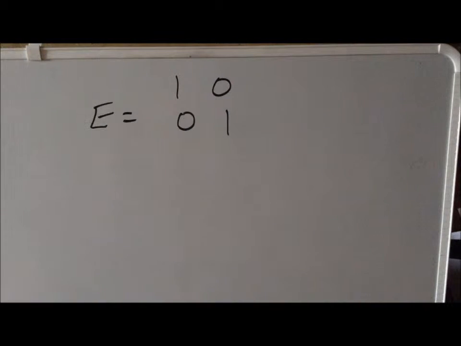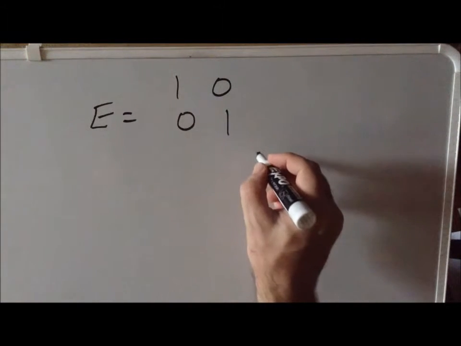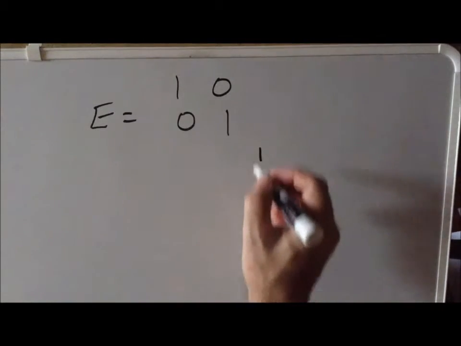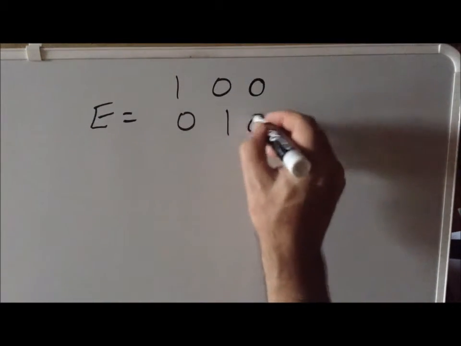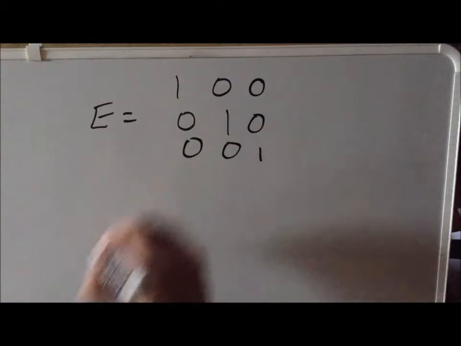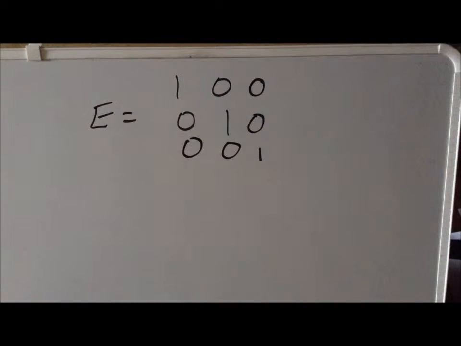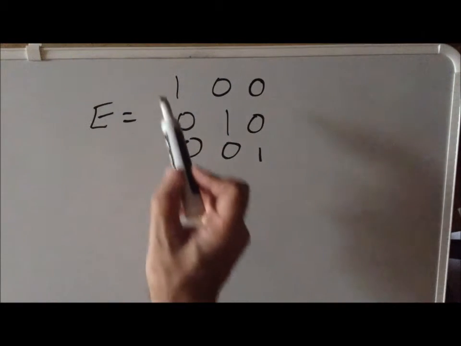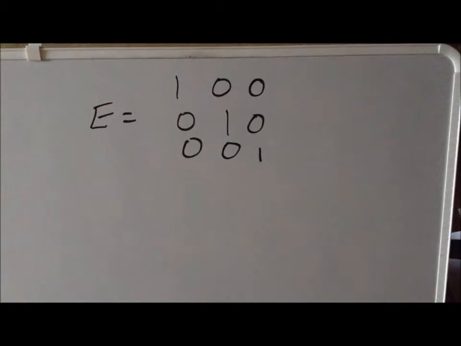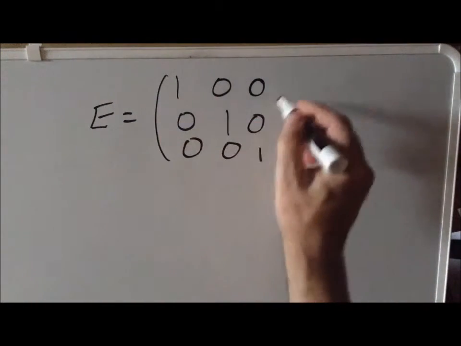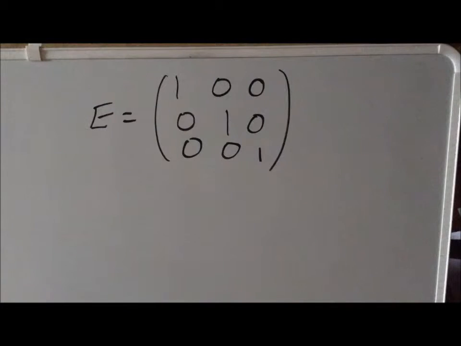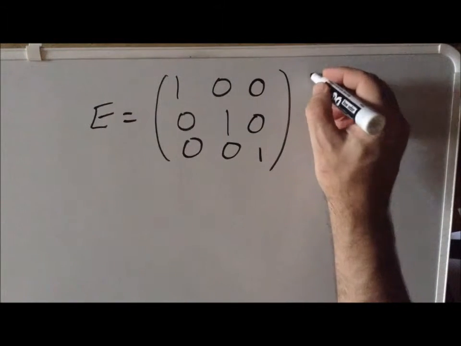We can extend it easily to 3 dimensions by continuing the 1 along the diagonal, and all the other positions are going to be 0s. So we say that the E matrix is a diagonal matrix because all the entries that are not 0 are along the diagonal. So this is the 3x3 version of the identity matrix. We can verify this is true pretty quickly.